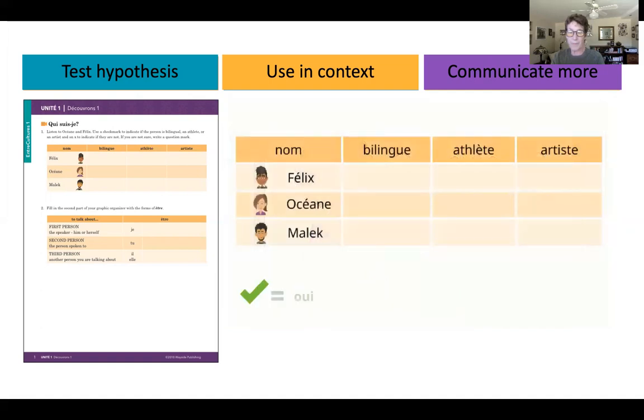Use a check mark to indicate if the person is bilingual, an athlete, or an artist, and an X to indicate they are not. If you are not sure, write a question mark.